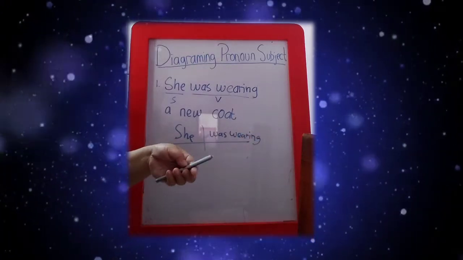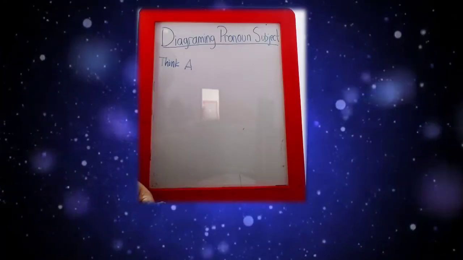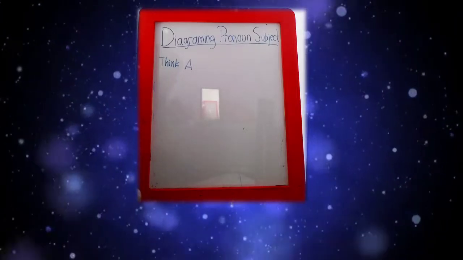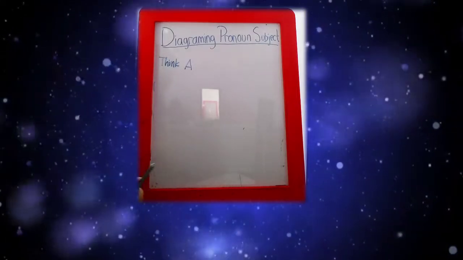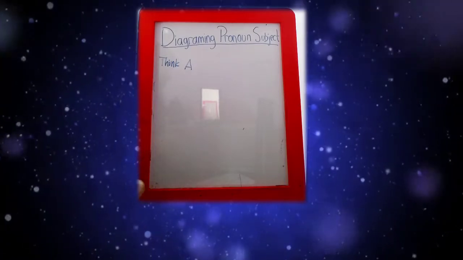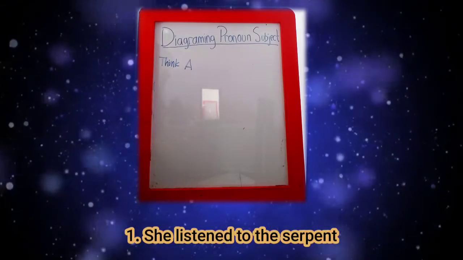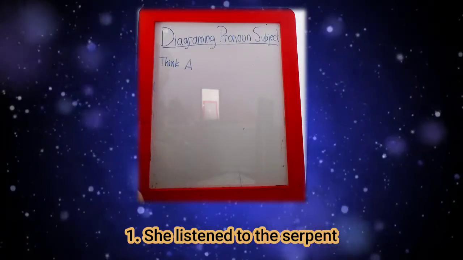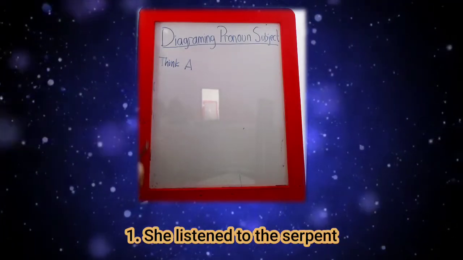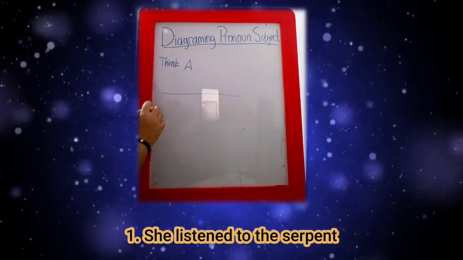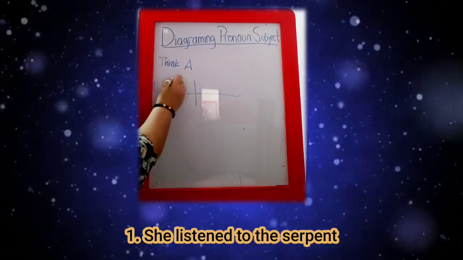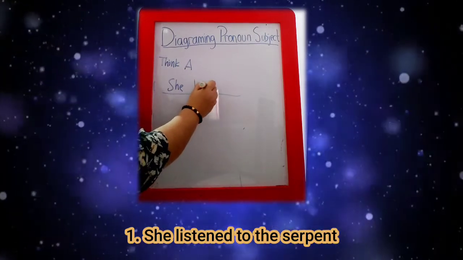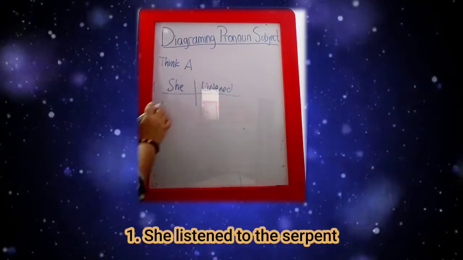Now we will try another example. Okay, now we are going to take A, page 162. Underline the verbs 2 times and the subject 1 time. Diagram the subject and the verb on notebook paper. So number 1: She listened to the serpent. What do you think? Where is the subject? Yes, she is the pronoun subject, and then the verb is listened. So we diagram it. We put she on the left side and then listened on the right side.